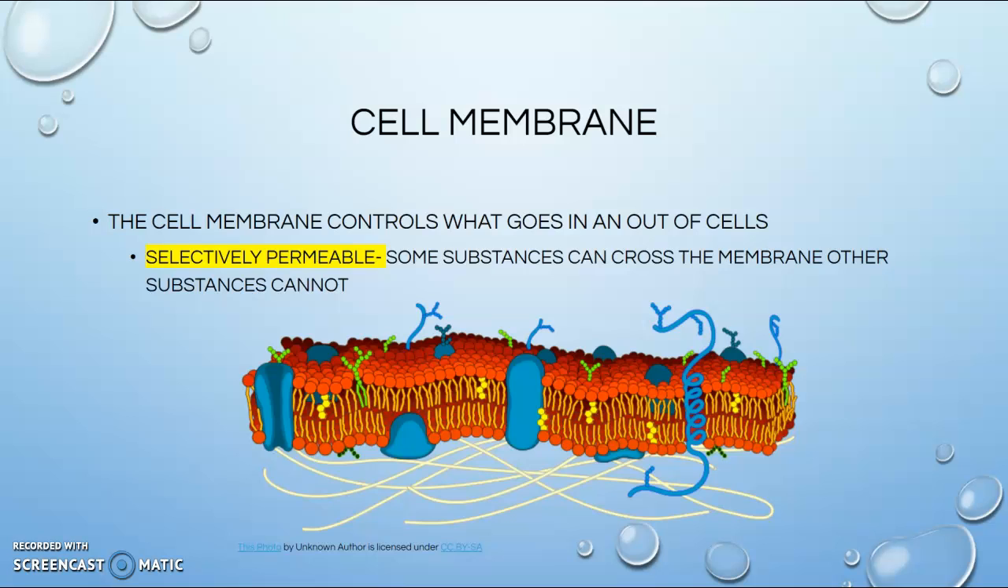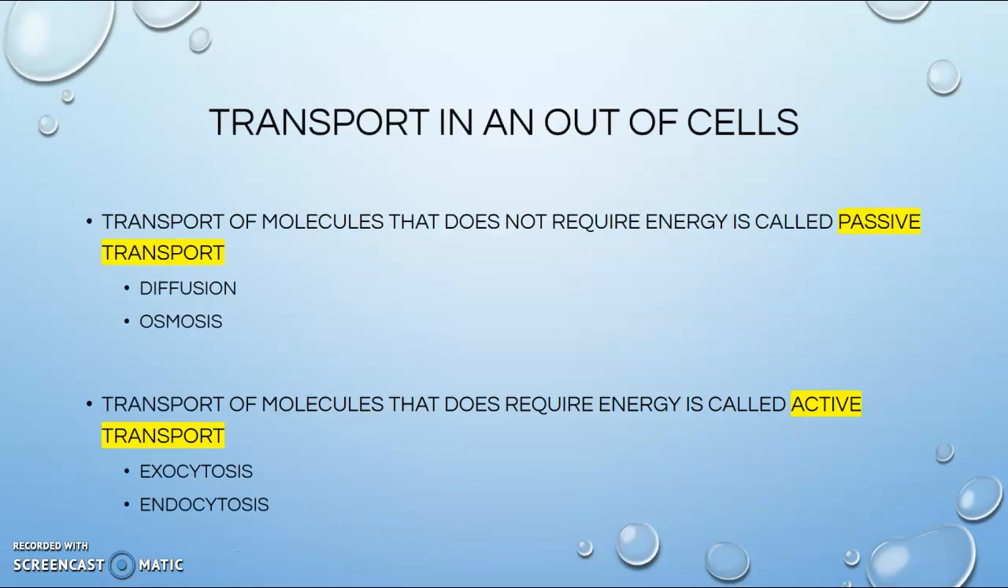So smaller molecules like oxygen, water, salt can just cross the membrane without the cell having to expend any energy. Other substances can't. So we're talking sugar, protein, and other larger molecules like that. Proteins typically are very, very large molecules.